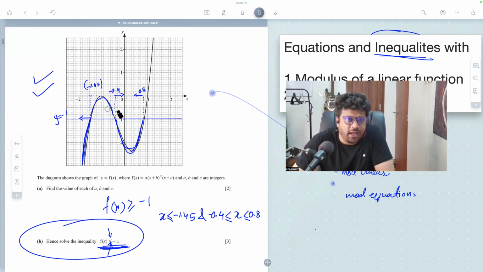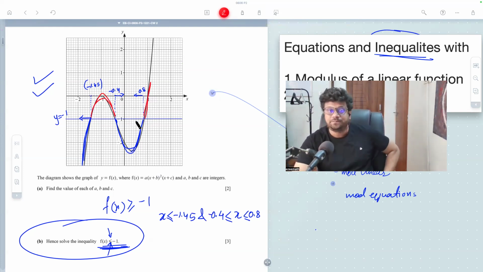I'll draw them in a different color. Look at that. There, I would have chosen this region and this region where the function is above the value of minus 1. And that's about it. This is your solution for this question.